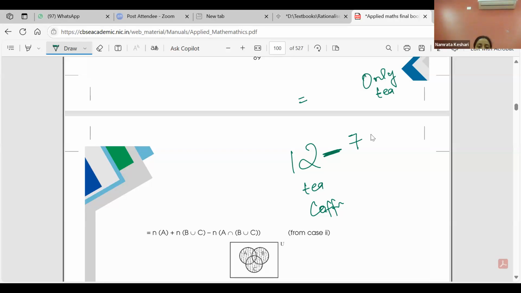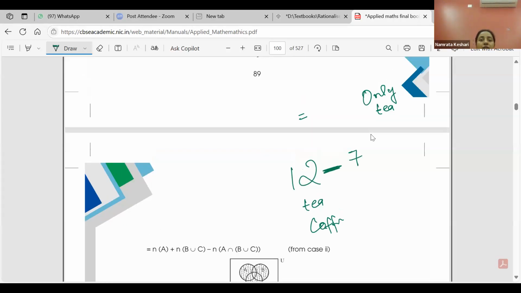Yes, ma'am. Okay, so 12 minus 7 we have to do. Manvi, are you getting it? Why are we doing 12 minus 7? Yes, ma'am. Okay, so whenever only is asked, that means the intersection, just the common part, you have to subtract.